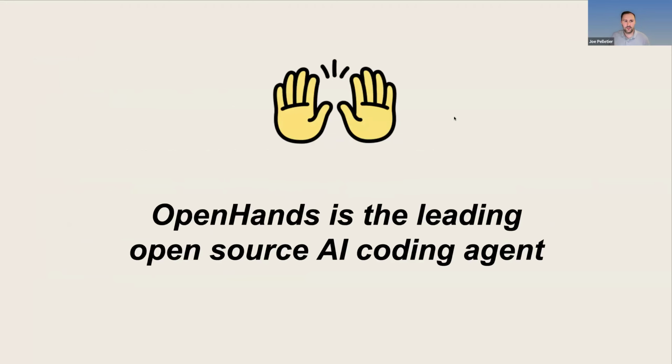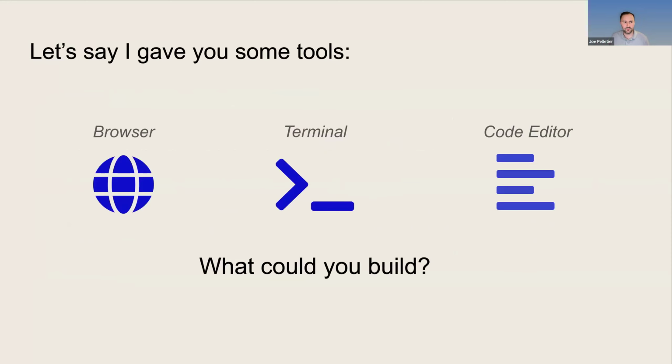So what is OpenHands? OpenHands is the leading open source AI coding agent. The project has been around for a little over a year now, and has over 300 contributors, as well as 60,000 stars on GitHub. And it also, as you'll see, comes in a number of different types of deployment options.